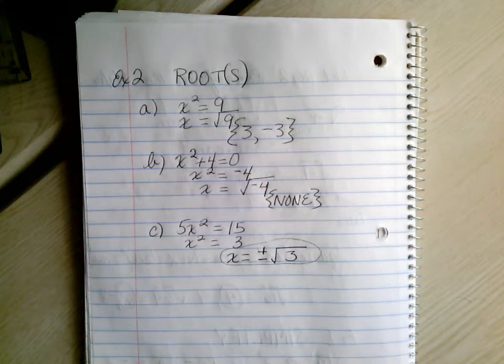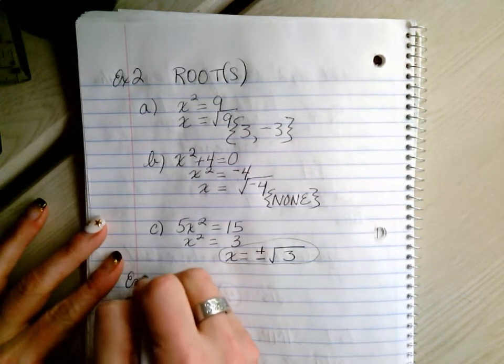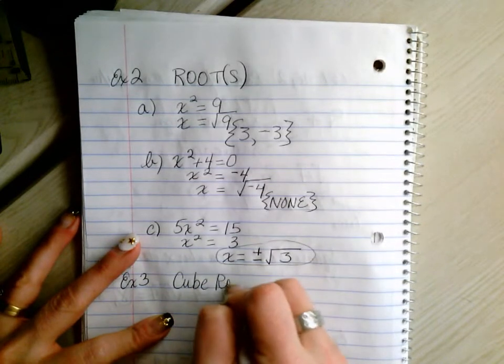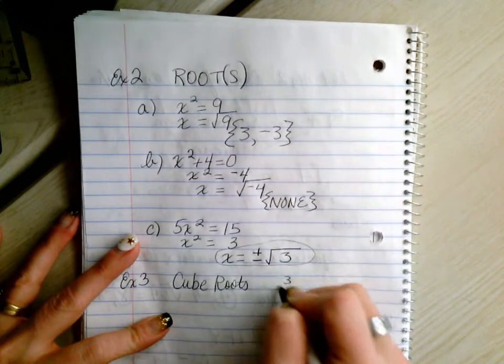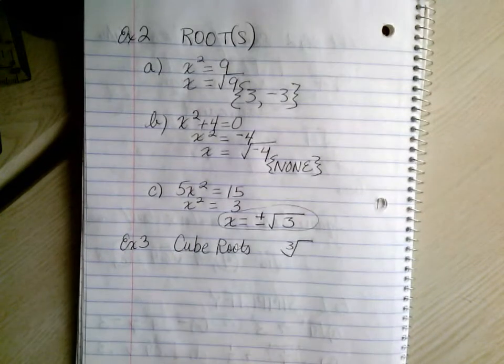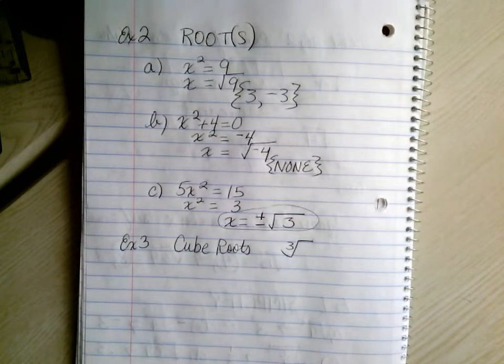Let's head over to example 3, where we work with cube roots. So we're working on cube roots. This is when the index is a 3. That should be floating up a little higher. I don't want it to look like it's a regular 3. Sorry about that. Okay? So these might require you to be a little bit intuitive.